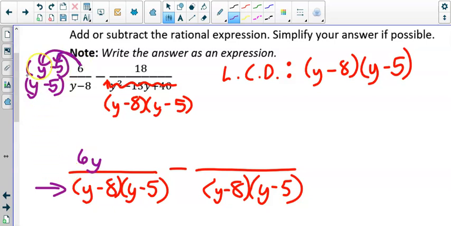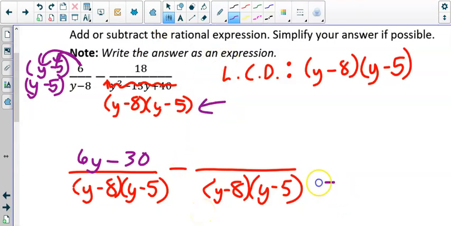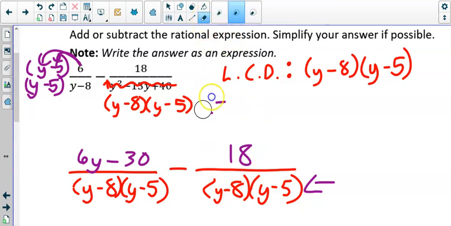All right, so what is 6 times y? What is 6 times negative 5? Oops, I don't know why I put 13. 30. Okay. Now, look at my second rational. Here's what I've got. Here's what I need. Is there any difference? So then do we do anything to it? No. Since they match, don't change it. So the numerator is still 18.